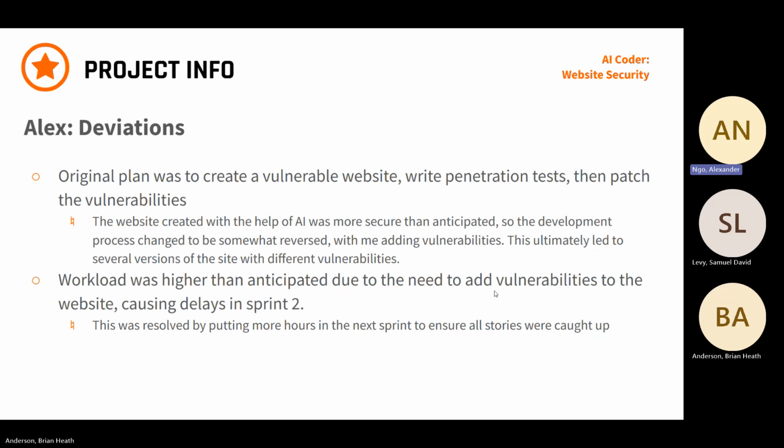This led to a lot of different versions of the same site, because each vulnerability had a different modified backend. This made the workload a lot more than anticipated because we also had to spend time writing this vulnerable backend in addition to our new code. This was resolved by putting in more hours in the next sprint.